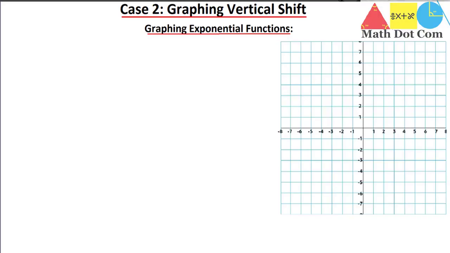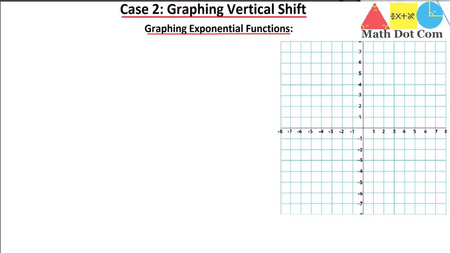Hello everyone. Today we are going to discuss the second case of graphing exponential function transformations, that is graphing vertical shift. In our previous lecture we discussed the horizontal shift. Today I'll tell you the general form of the vertical shift exponential function, what an example of that vertical shift looks like, how you can plot it on the graph, and how you can distinguish between the parent function and the vertical shift exponential function.